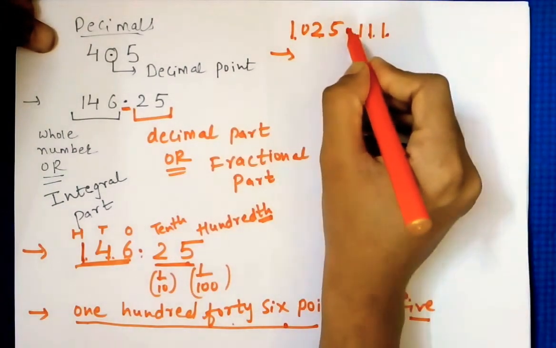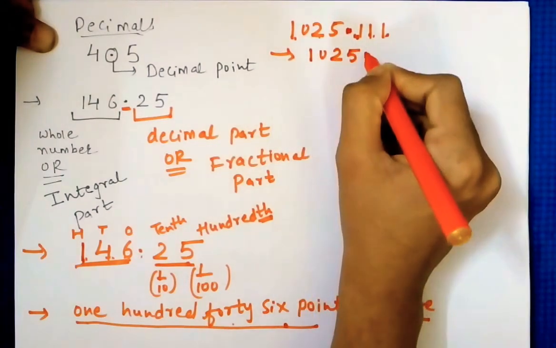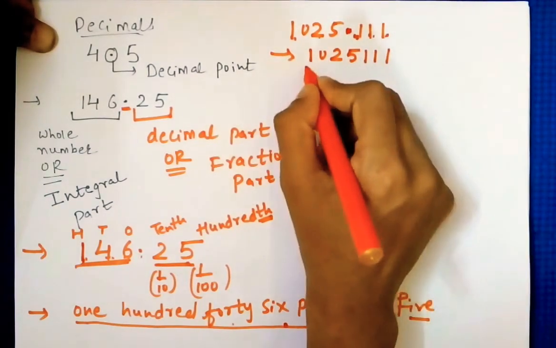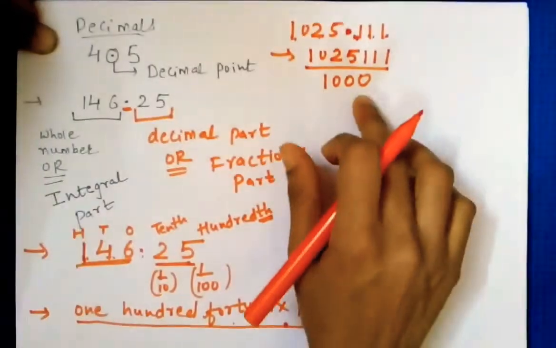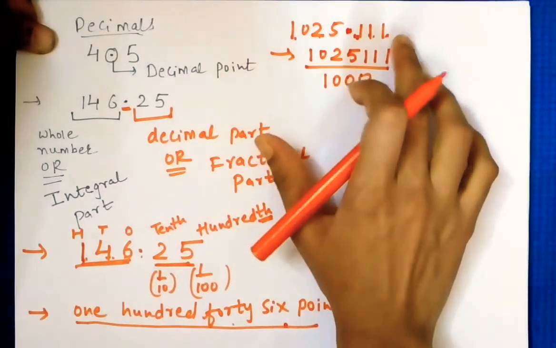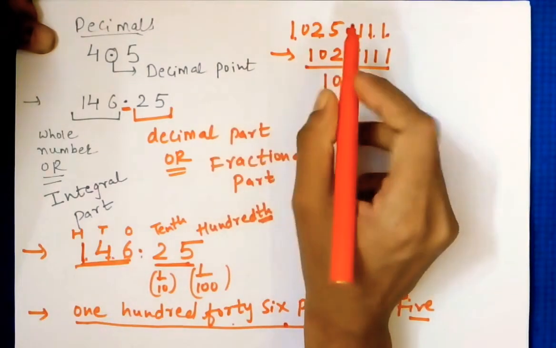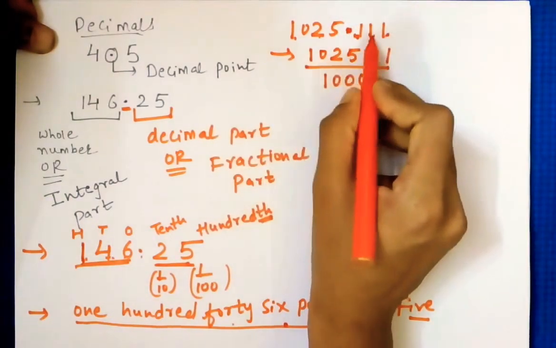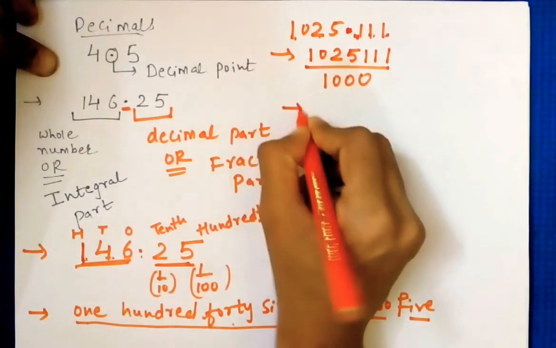When we remove this point, I am writing it without the point, so it will be 1025111 upon 1000. This is the fraction form of this decimal number. So a decimal number can be written as a fraction this way. You need to remove the point, and the point is after 3 digits, so three zeros we will write, so it will be upon 1000. Let us take another example.